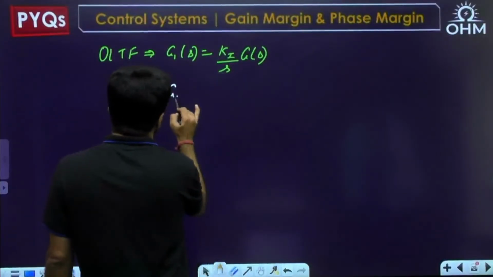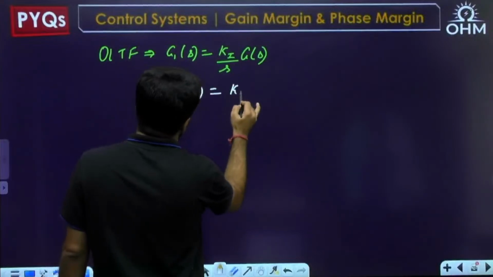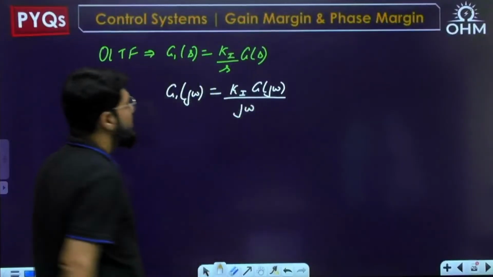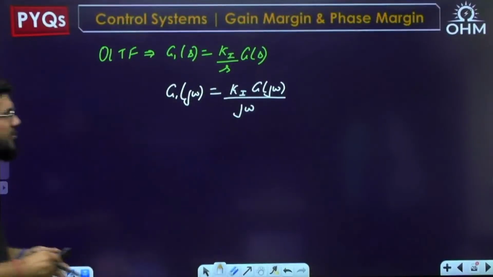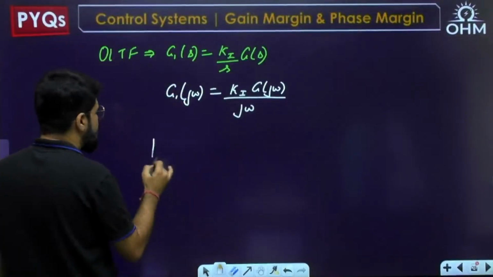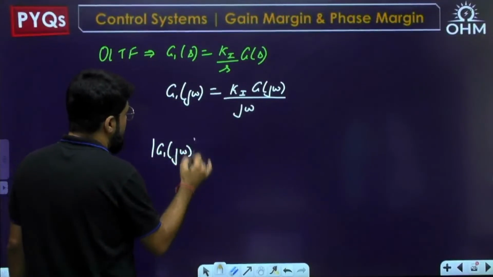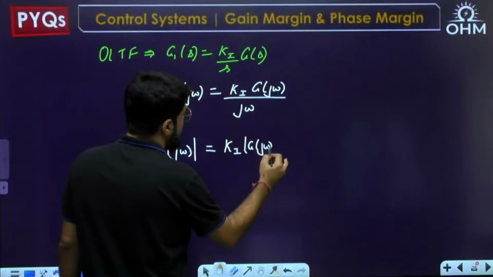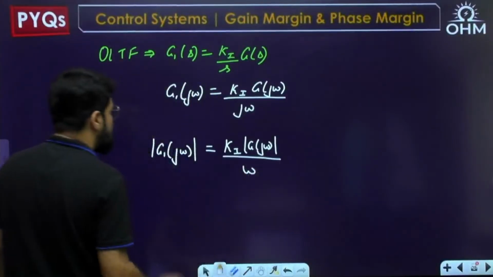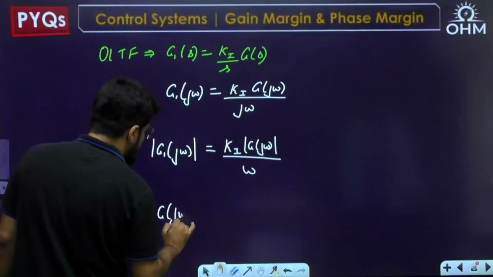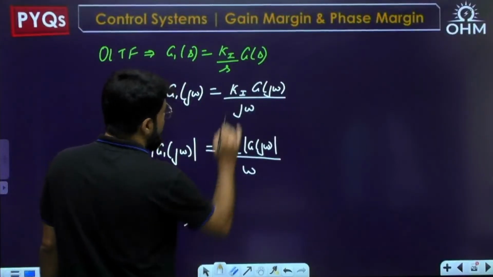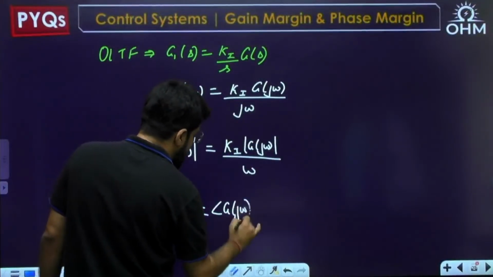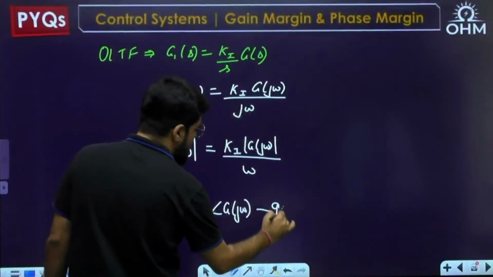Let me convert to the frequency domain. So G1 j omega is Ki G j omega divided by j omega. Okay, what is the magnitude and phase expression? The absolute magnitude will become Ki into mod of G j omega divided by omega. What is the angle part? Angle G1 j omega will be, Ki is a positive real number, so 0, then angle of G j omega minus, since the denominator is pure imaginary, 90 degree.